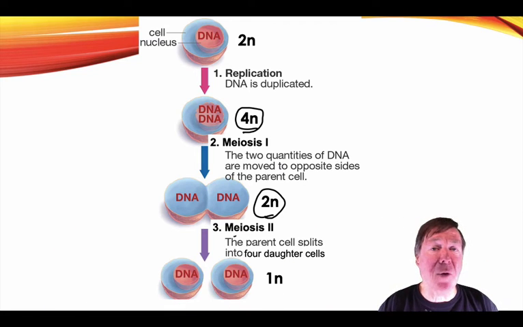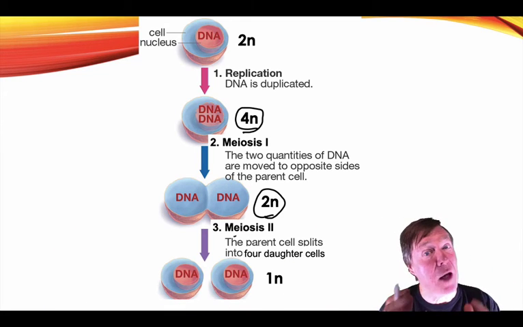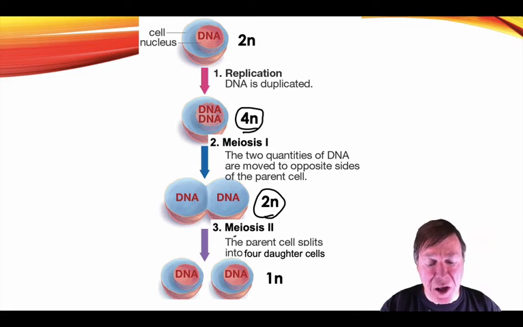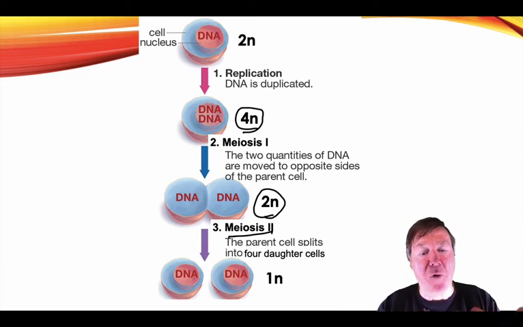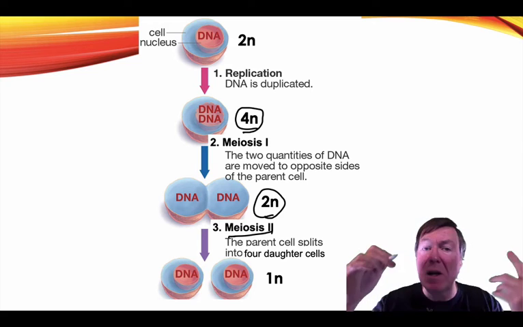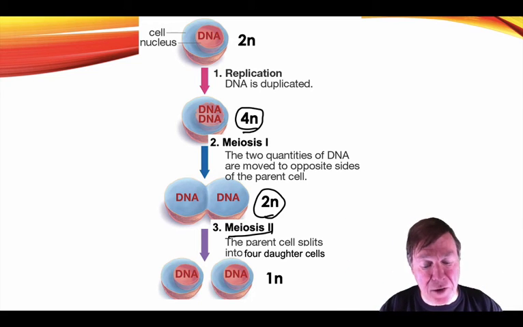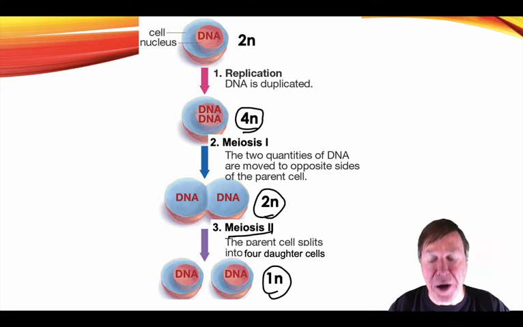But we're not making regular somatic cells. We're not making body cells. We're not making 2N cells. We're making 1N cells. So we go through meiosis 2, we split them again. Prophase, metaphase, anaphase, telophase 2, without replicating the DNA, and we end up with 1N cells.